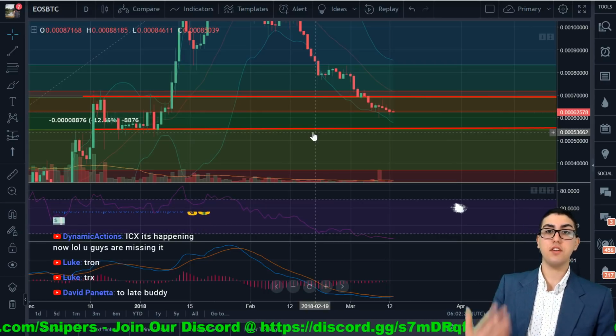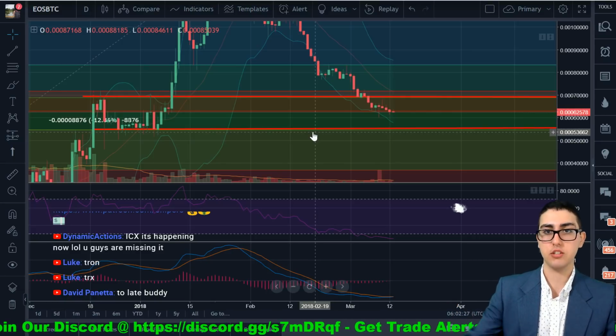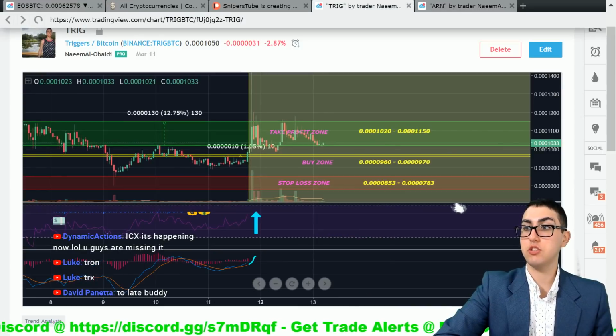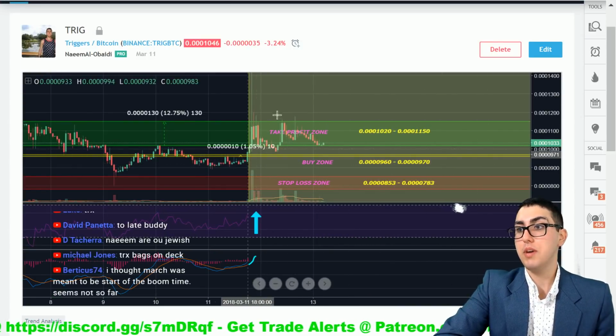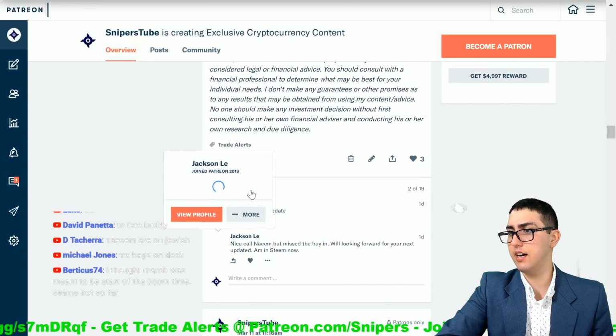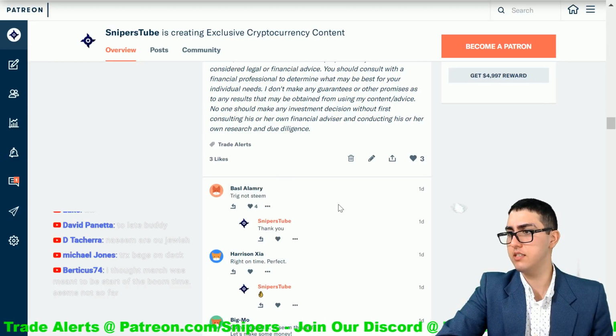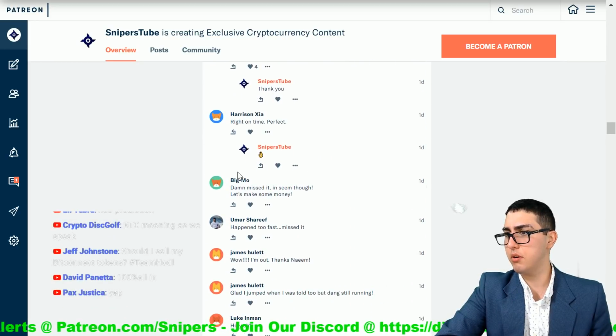Having fiat and cash on the side is important, but you also still want to take advantage of quick swings, right? Like these two trade alerts. If you looked at Trig, when we posted this trade alert, somebody commented on there that they made 50% or something. Did somebody say 65%? Somebody says right on time, perfect.